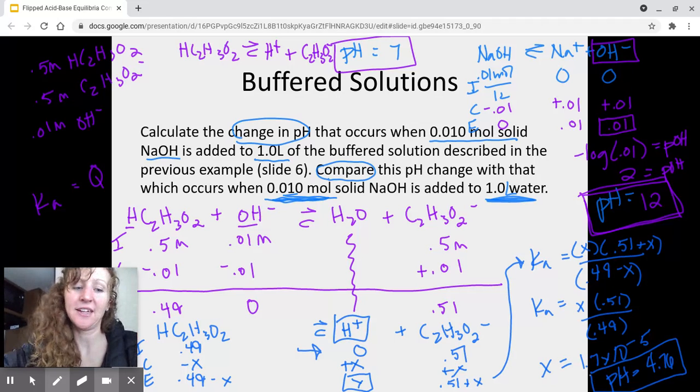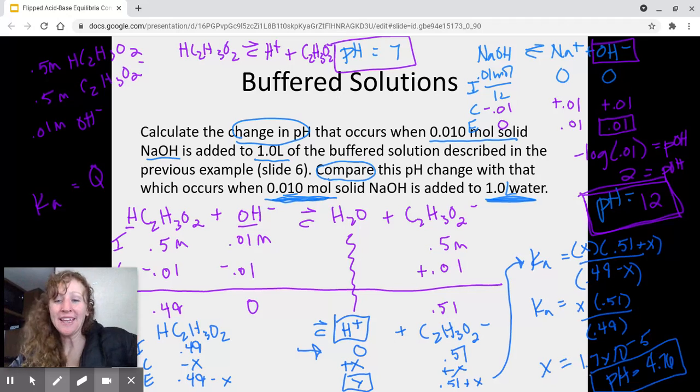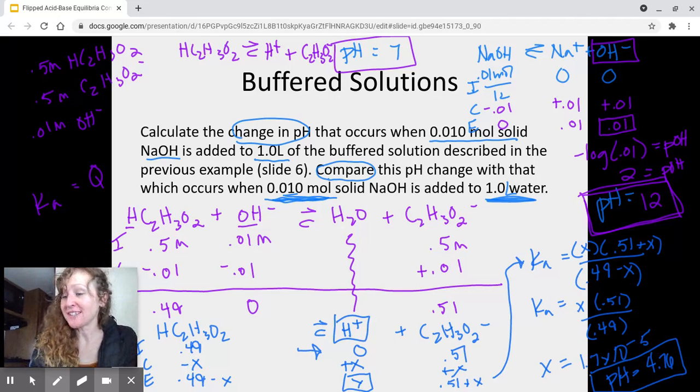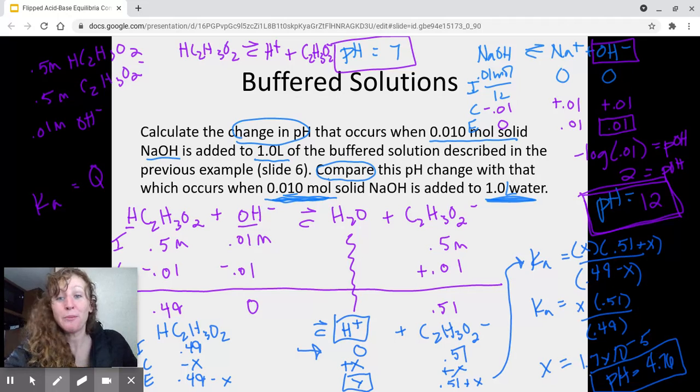Well, dang, look at that. So when sodium hydroxide was added to pure water, the pH changed by like a pH of 5. When sodium hydroxide was added to my buffer, the pH went from 4.74 to 4.76. So it only changed by 0.02. Same amount of base caused a pH change of 5 versus a pH change of 0.02. That's a big deal. It's a big difference. So let's take a minute, just pause and try and figure out why this happened.